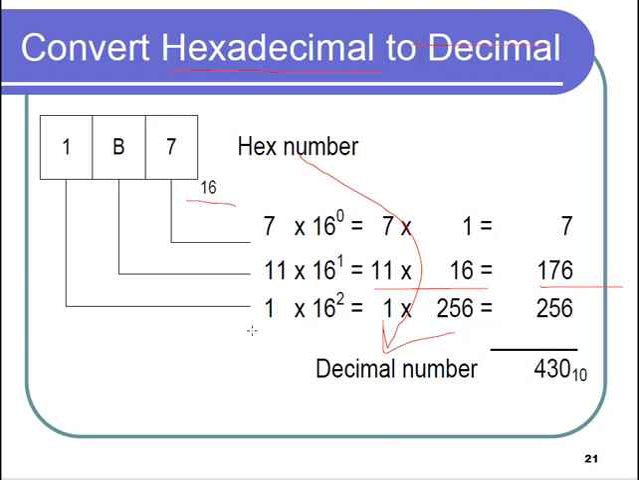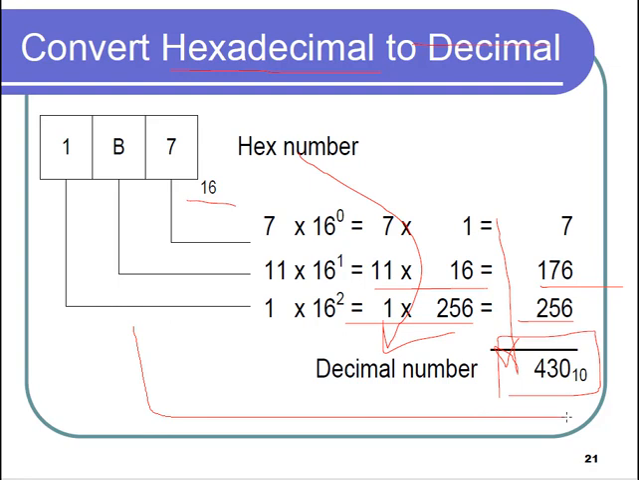As the last number, 1 multiplied by 16 to the power of 2 is equivalent to 1 multiplied by 256, and the value is 256. So what we need to do is sum up all of these values from top to bottom, which gives rise to a value of 430 to the base of 10. So this 1B7 is equivalent to 430 in base 10.